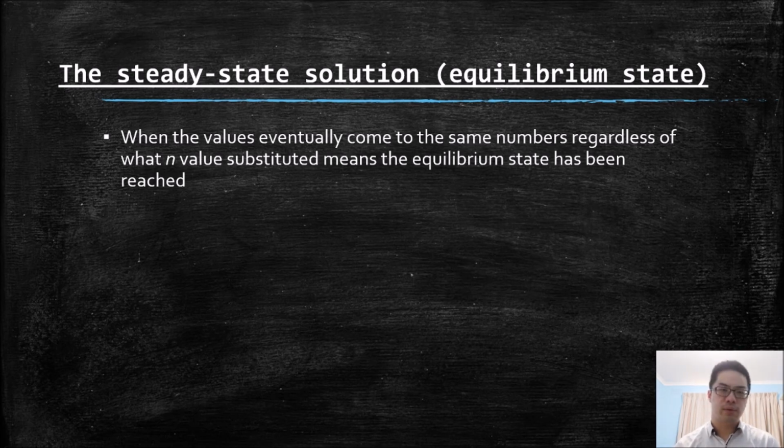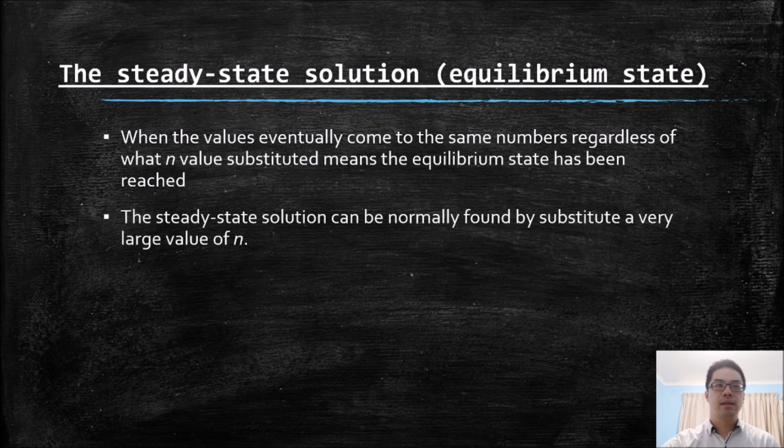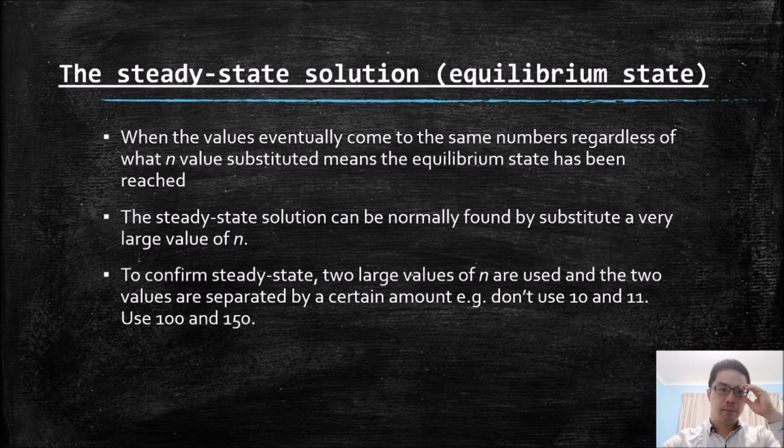So in terms of doing transition matrices, as you do more and more, eventually you'll get to a fixed number. The steady state solution can normally be found by substituting a very large value of n into the rule. And to confirm the steady state, two large values of n are used, and the two values are separated by a certain amount. So for example, don't use 10 and 11, use something like 100 and 150.